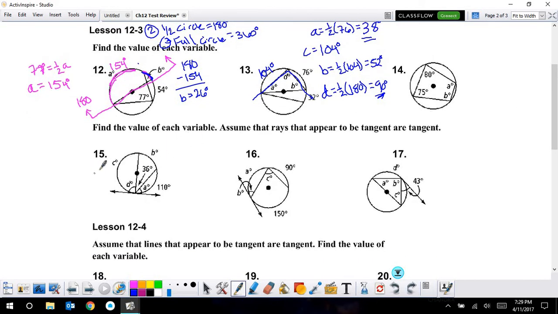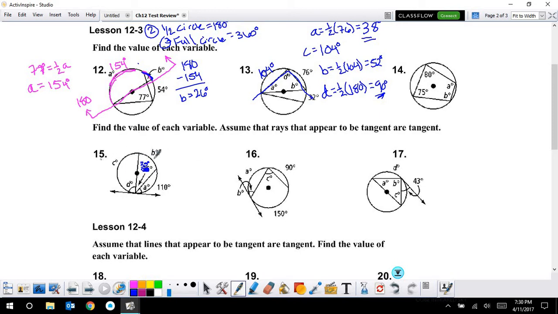We're going to go ahead and do 15 through 17 here as well while we're at it. Now for 15, there was a little error here. This 36 should have been 35 degrees. You'll see why here in a little bit.